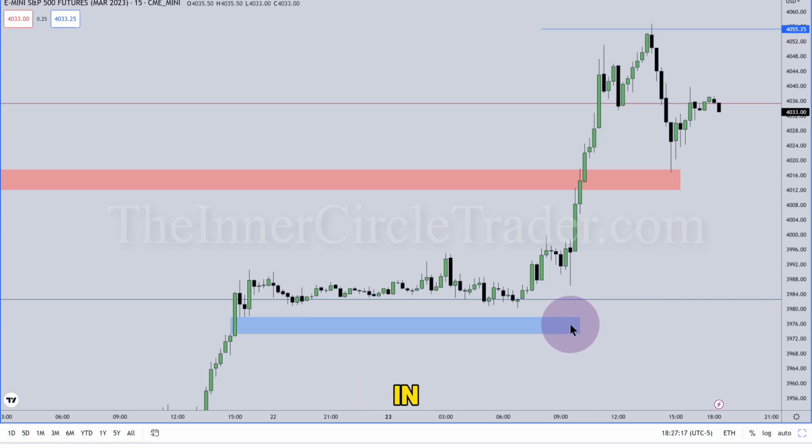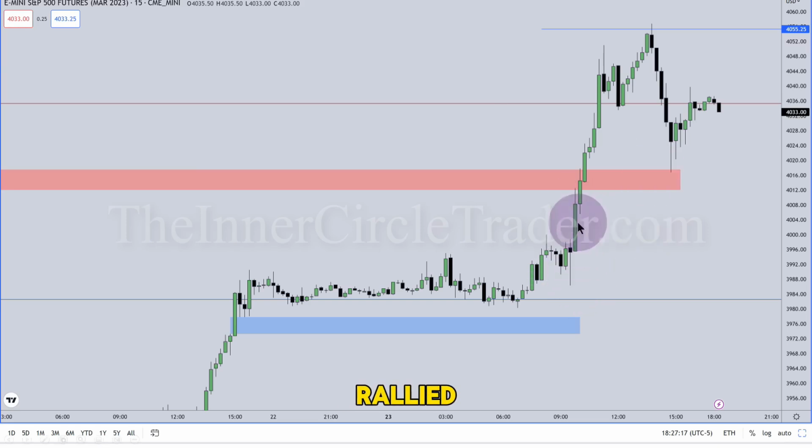I would have had no fear in doing that because I felt strongly that the 4035.25 level was going to be targeted today. And I wanted to see the initial objective, this fair value gap here, which was 4012.25. But we'll just say 4012 for the sake of argument.